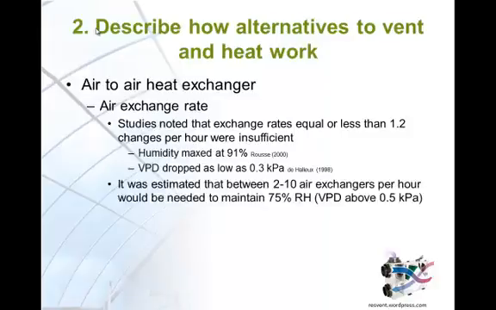Rouse estimated that 2 to 5 air exchanges per hour might be necessary to maintain a more strict relative humidity set point of 75% during critical dehumidification periods. In a simulation by Dehumidifiers, a proportional control allowing a maximum of 10 air exchanges per hour was able to maintain a VPD above 0.5 kilopascals.